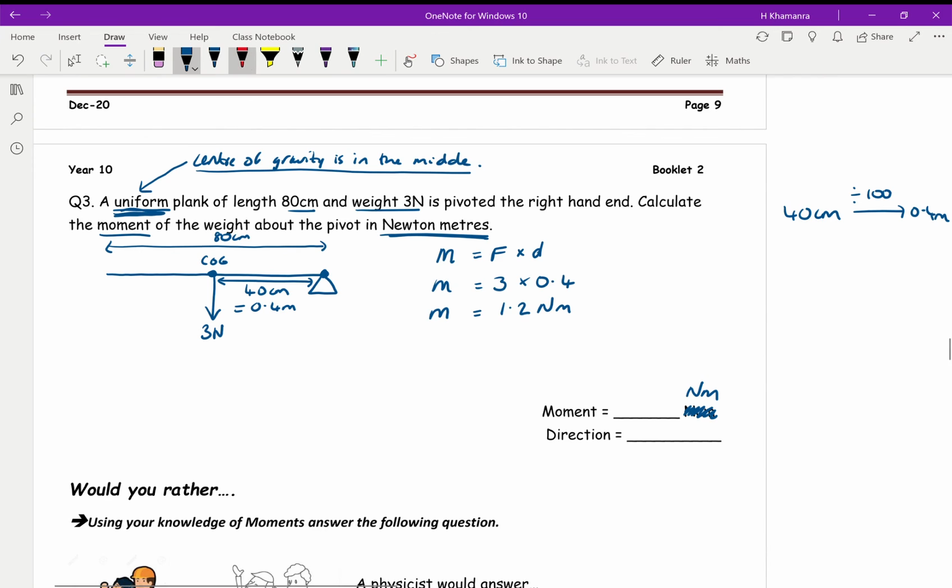But the last thing, of course, is to work out the direction. So I put my pen on the page and I hold it at this point, and this time I'm going to push it down and see which way it goes, and you will see that it moves in an anti-clockwise direction. So that's anti-clockwise, and I'm just going to fill in my number, which is 1.2 Newton meters.